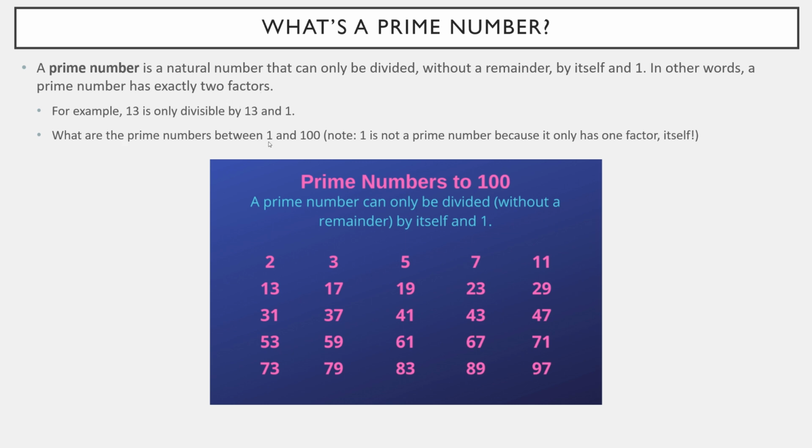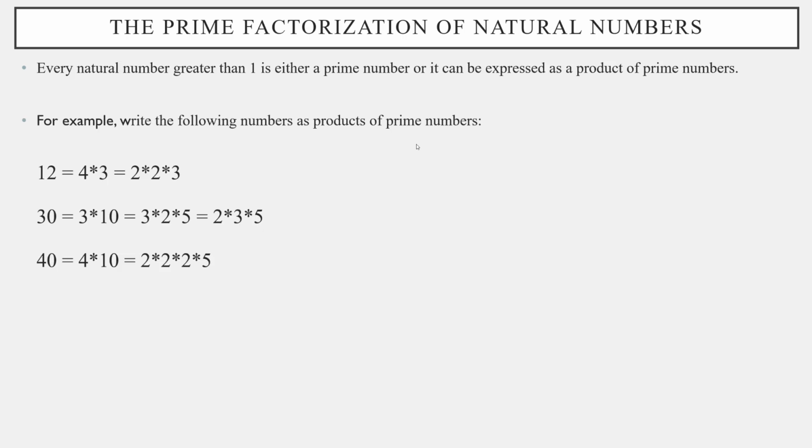So what are the prime numbers between 1 and 100? Note that you might think 1 is a prime number, but it's actually not, because it only has one factor, itself. Here are all the prime numbers between 1 and 100. It starts at 2, 3, 5, 7, 11. I won't say them all out, but they're all listed right here for you. Like 23, it can only be divided by itself, 23, and 1. That's it, nothing else.